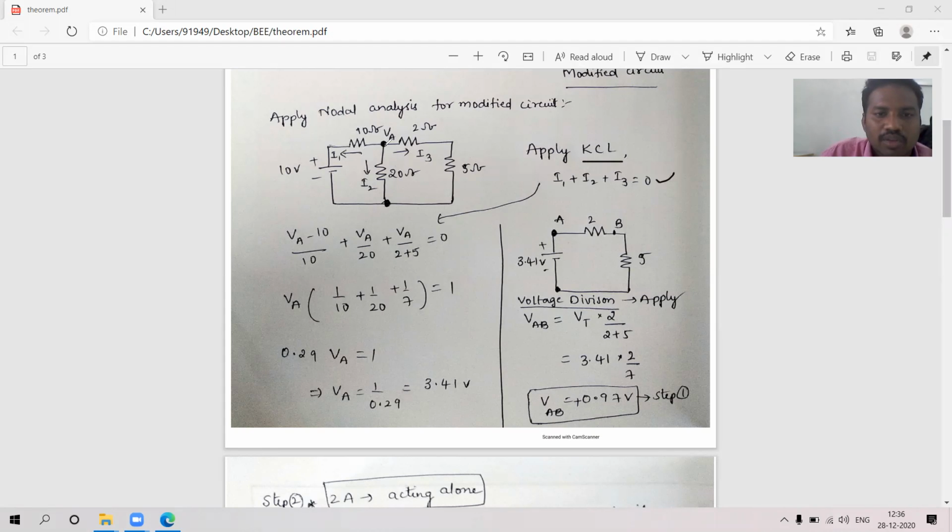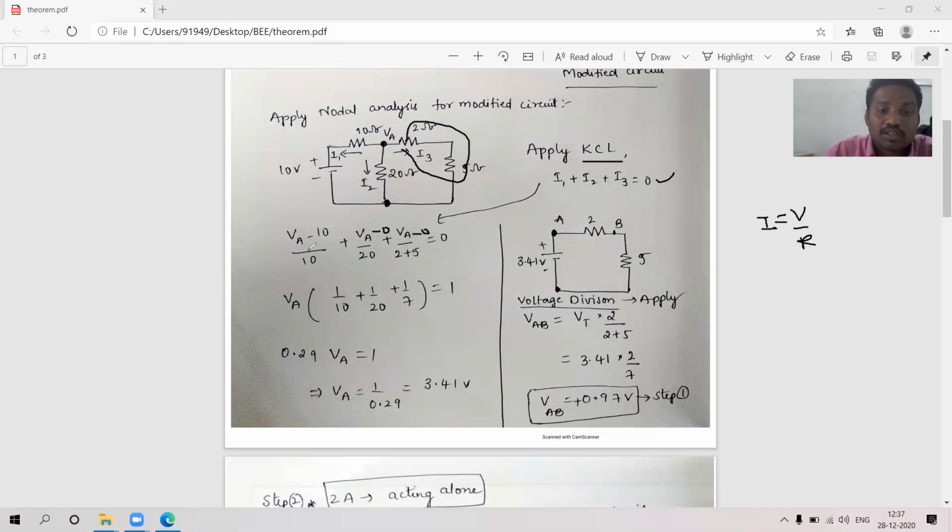What is I1 here? Current flowing from node A to the 10 volts. So VA minus 10, because current flows from positive to negative. I am applying Ohm's law, I is equal to V by R. So V is VA minus 10 and R is 10 ohms. Similarly I2 is flowing from VA to ground, so VA minus 0 by 20 ohms. Similarly I3 is going from VA to ground, so VA minus 0 by, these two are connected in series, so I am adding 2 plus 5. Okay, this is the equation.